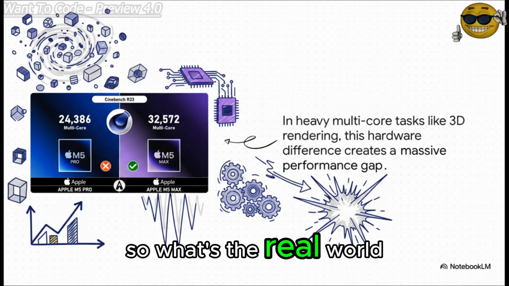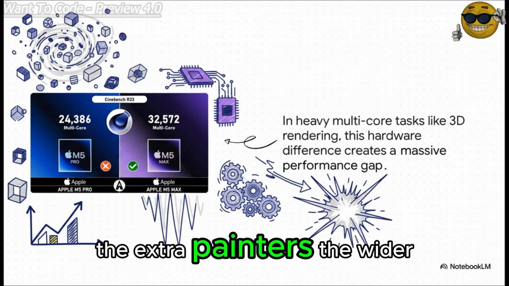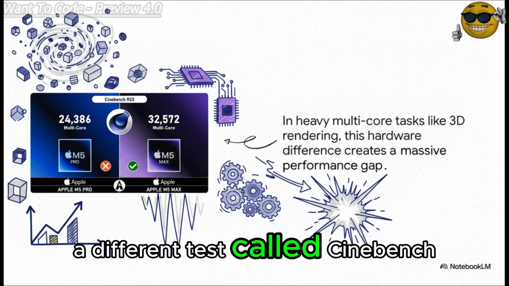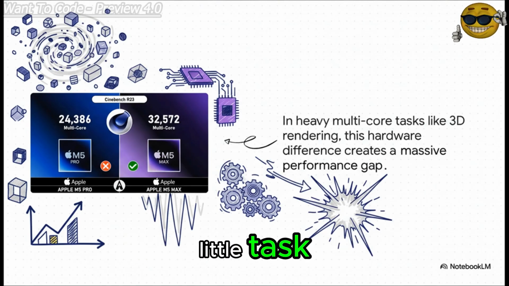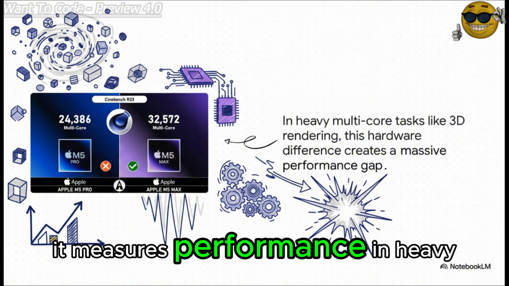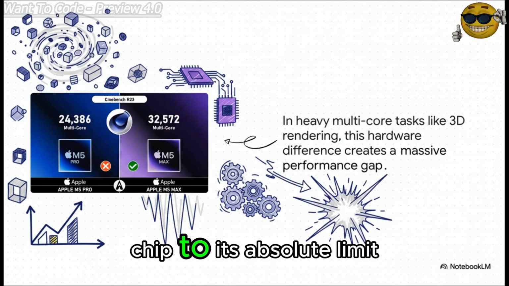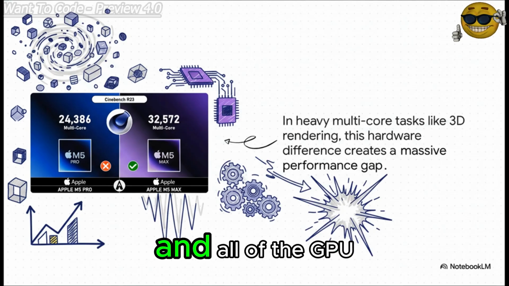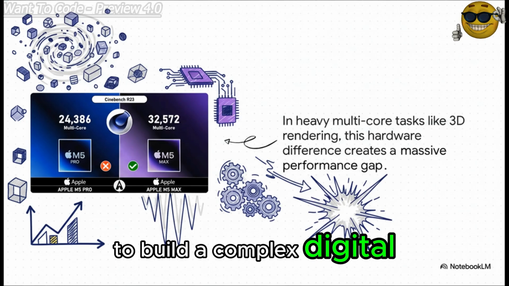So what's the real-world payoff for all this extra hardware? The extra artists, the extra painters, the wider highway? Look at this. This is a score from a different test called Cinebench. While Geekbench tested just one worker on one little task, Cinebench is like a stress test for the entire factory. It measures performance in heavy 3D rendering, a job that pushes every single part of the chip to its absolute limit. It uses all 18 of the CPU workers and all of the GPU artists working together at full tilt to build a complex digital image.